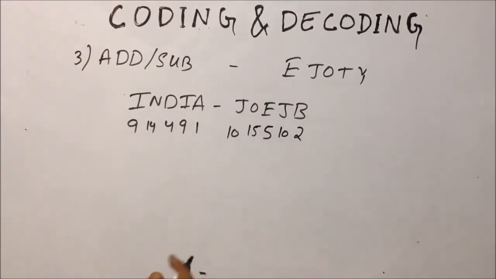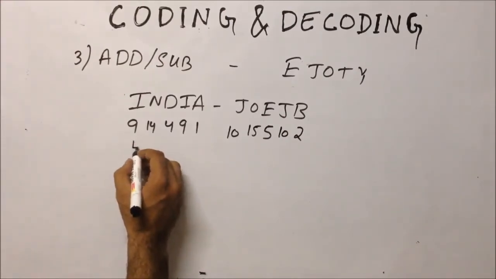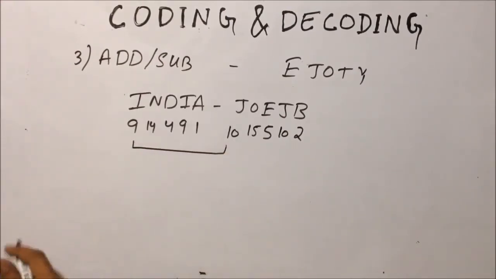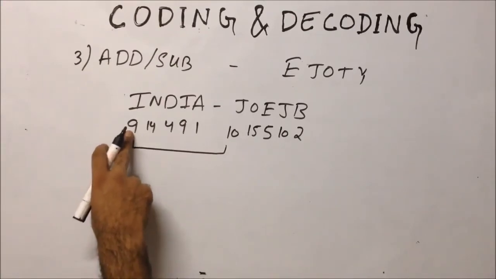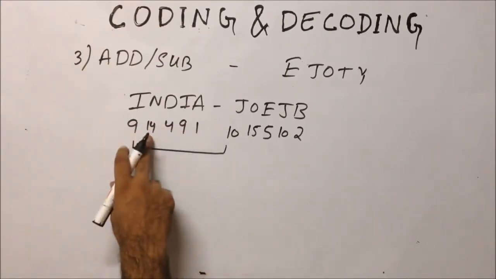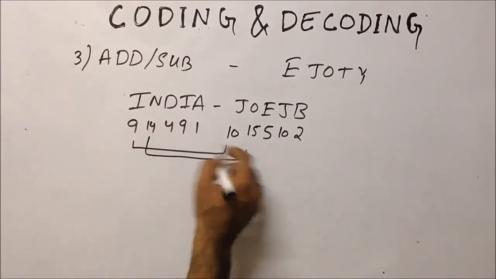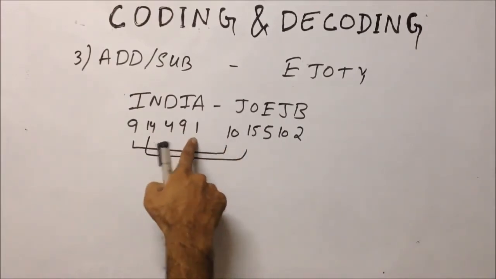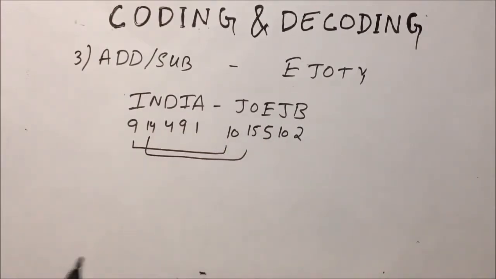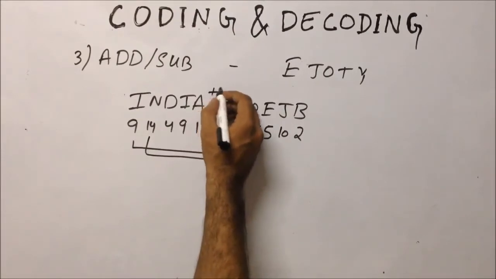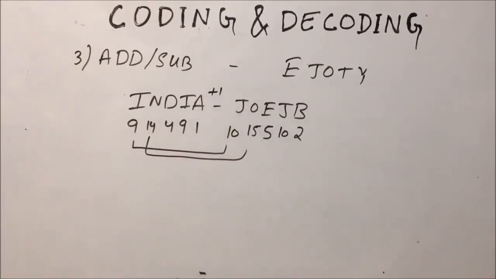If you look clearly, what we are doing is adding 1 to every corresponding letter position. For example, here 9 plus 1 would be 10, 14 plus 1 would be 15, 4 plus 1 would be 5, and 1 plus 1 would be 2. So we are adding 1 to the number. This is an example of the addition pattern.